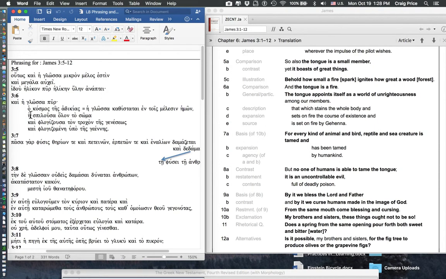Ha cosmos tes adikias, the world of unrighteousness. I'll explain this equal sign just in a moment. Then you have another nominative, the tongue, and it places itself or appoints itself in our members. Okay, let's look at this. Now, what this could be, David's has a great explanation. There are 3 different approaches to what you do with this ha cosmos tes adikias.